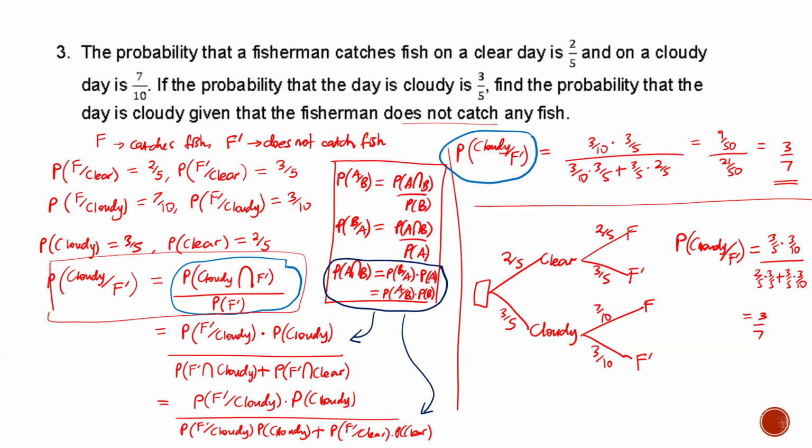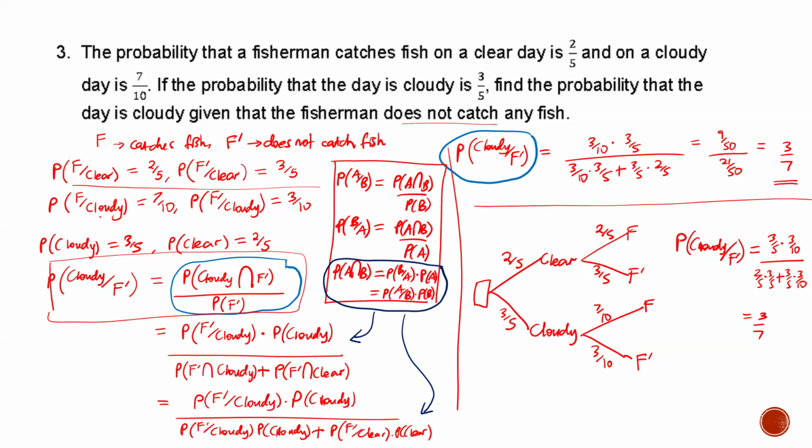Now, the question tells us already the probability of a fisherman catching fish on a clear day. So in that case, being a clear day is the condition. That tells us the probability of F given clear is 2 out of 5. And so we can infer that the probability of him not catching fish on a clear day will be what remains, which is 3 out of 5. That's how we get these probabilities here.